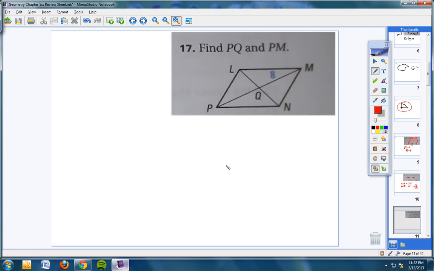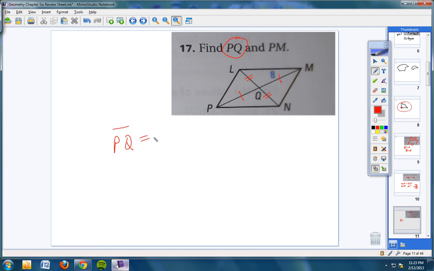Now remember, we do have a parallelogram. The directions say that. Now, in a parallelogram, the diagonals are not necessarily congruent, but what we know is this: they bisect each other. So PQ is congruent to QM, and LQ is congruent to QN. That's what we know. Now let's first of all find the length of PQ. Well, if from here to here is 8, then we know PQ also has to be 8.